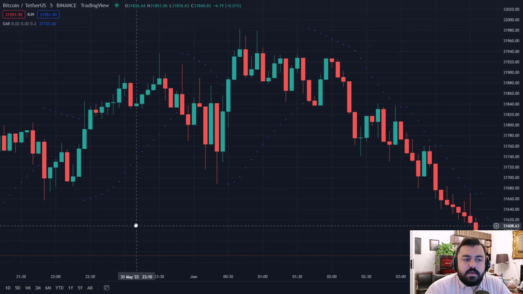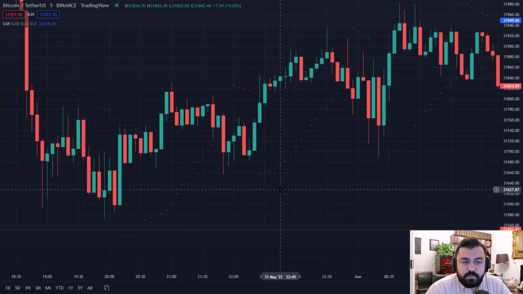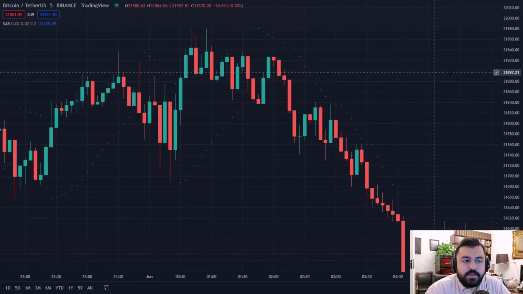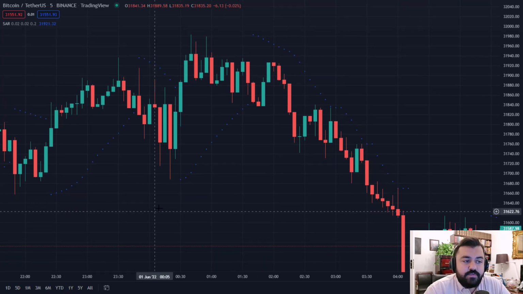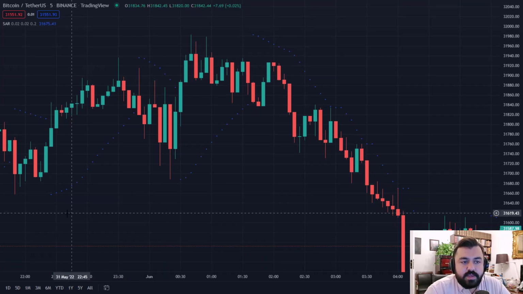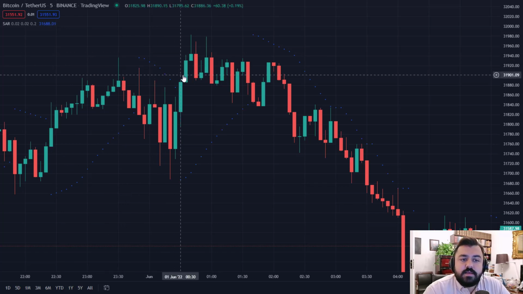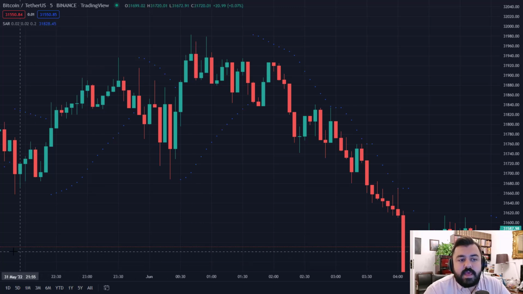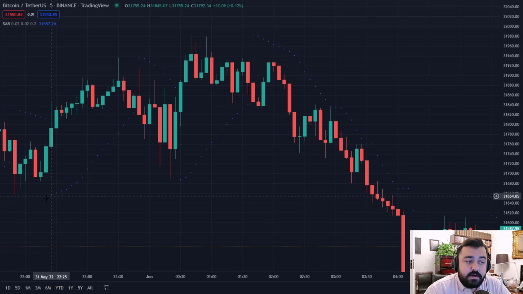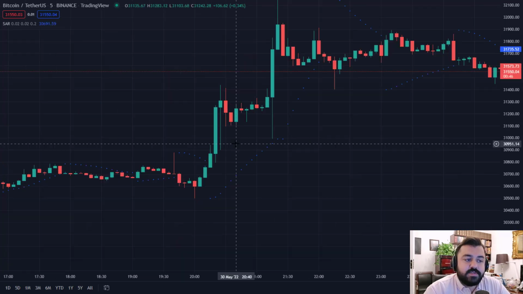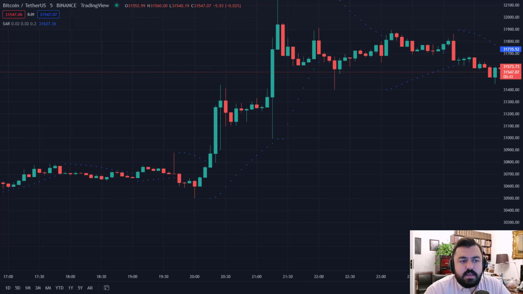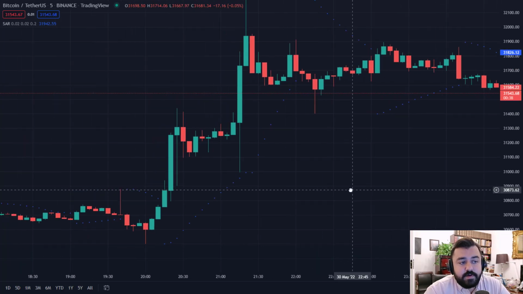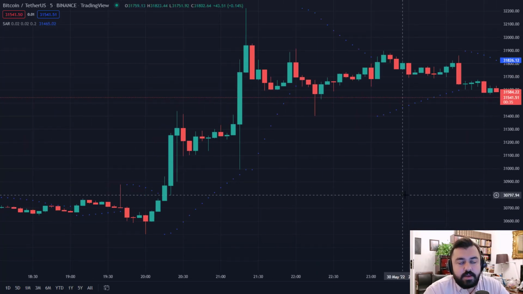Immediately we'll see multiple dots that are positioned either above or below the candle. Analyzing the market using this indicator is actually very simple. If the dots are positioned below the candle, it indicates that the current market is in an uptrend. If the dots are positioned above the candle, it indicates that the current market is in a downtrend. The distance between the dots and the candle also reflects how strong the trend is. The further it is from the candle, the stronger the trend.